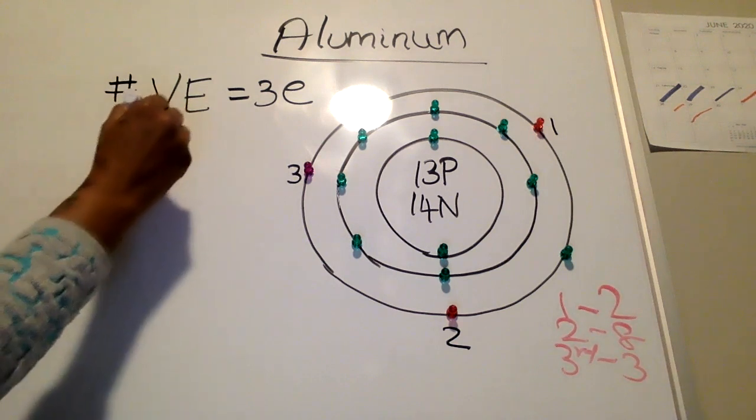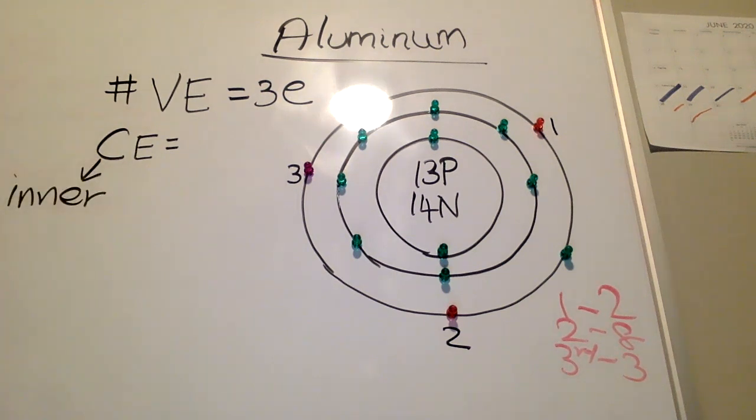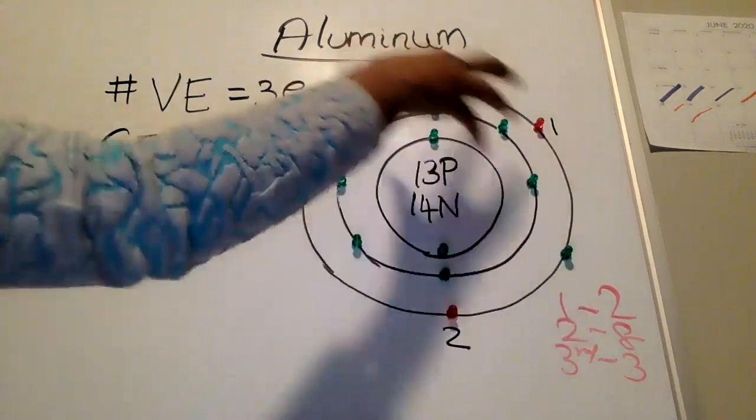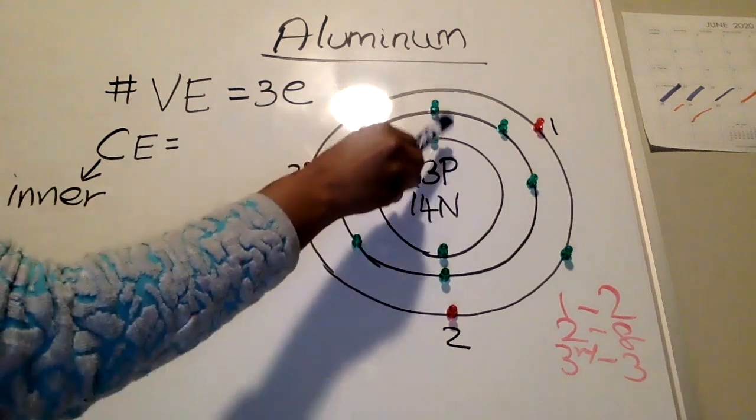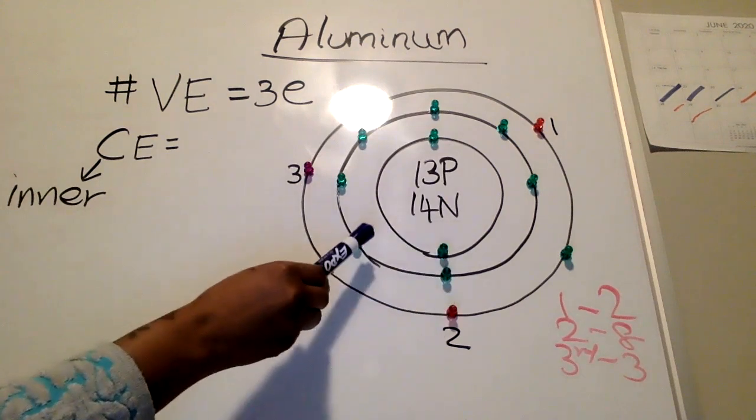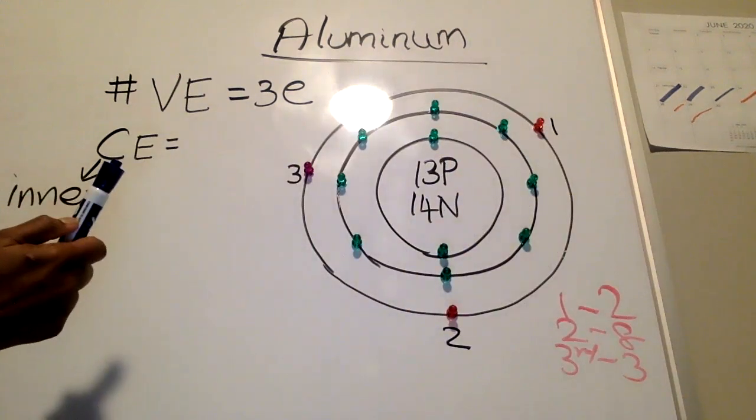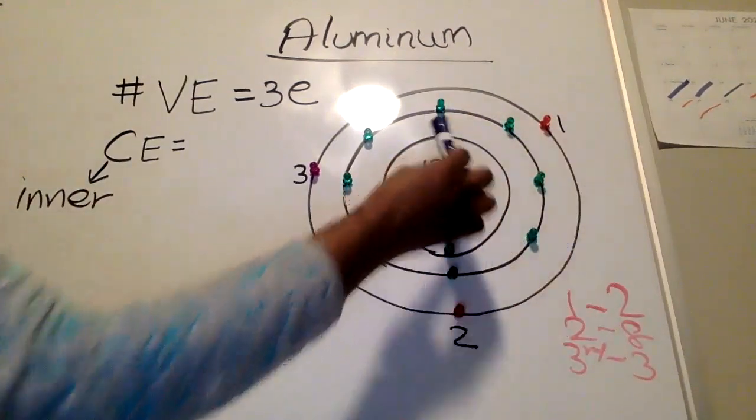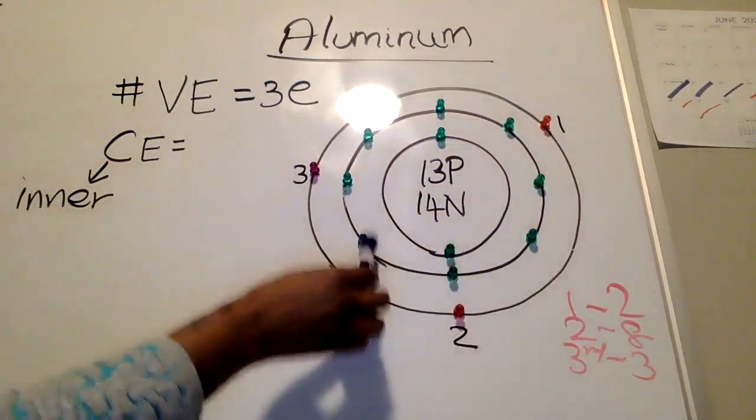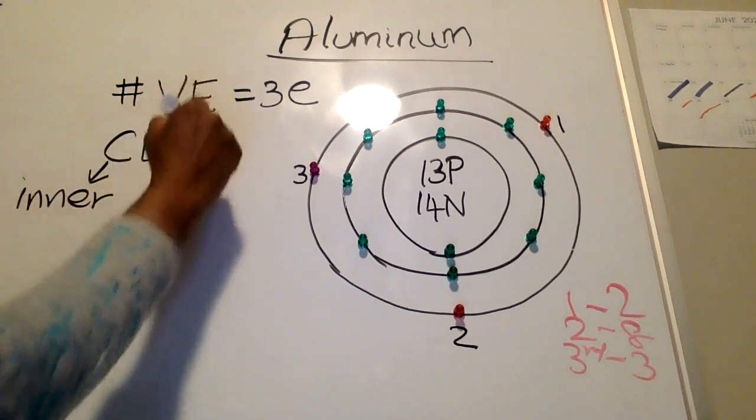CE stands for core electrons. Core means inner. So core means inner. Okay, so other than the valence electron, how many electrons are inside? See, let's count. 1, 2, 3, 4, 5, 6, 7. Okay, I accidentally put it here. So 1, 2, let me count again. 1, 2, 3, 4, 5, 6, 7, 8, 9, 10. So there are 10 core electrons.